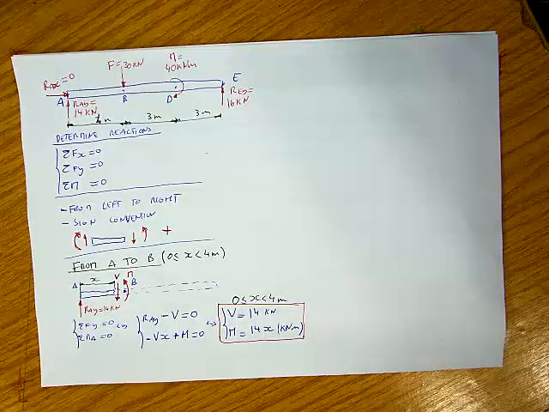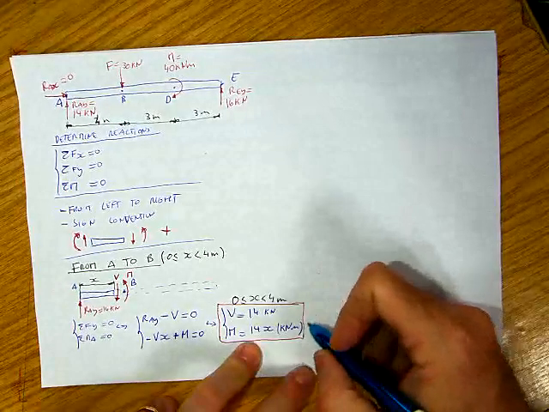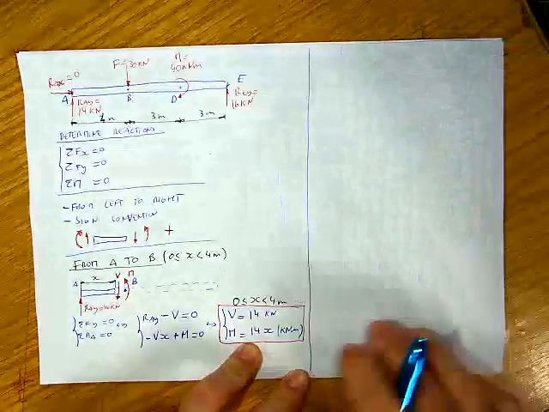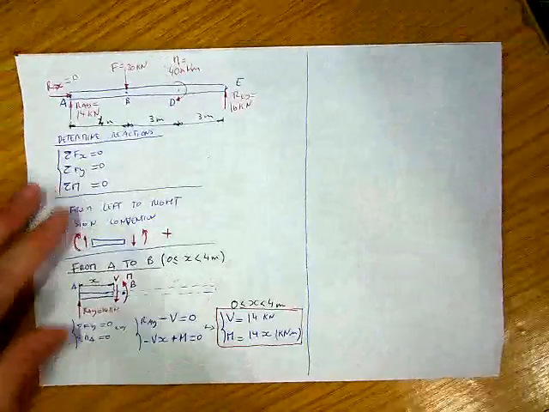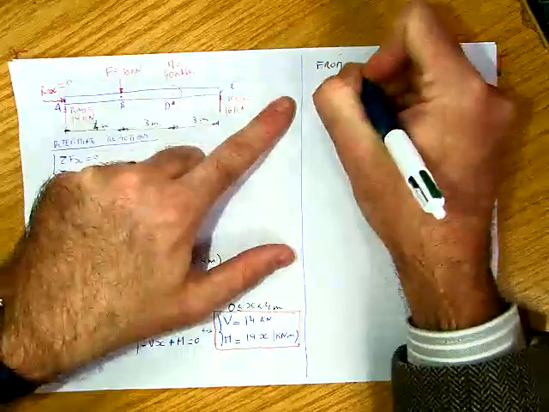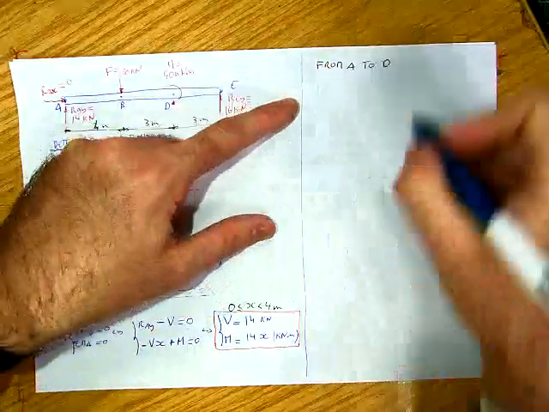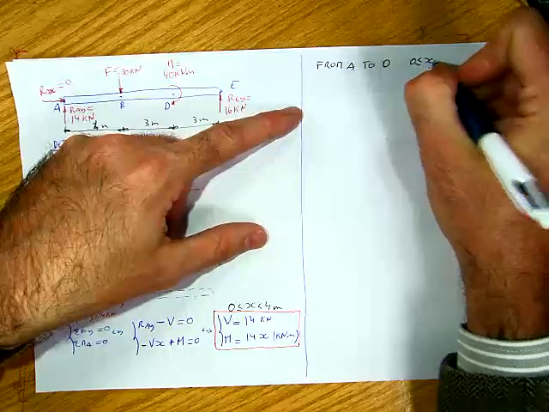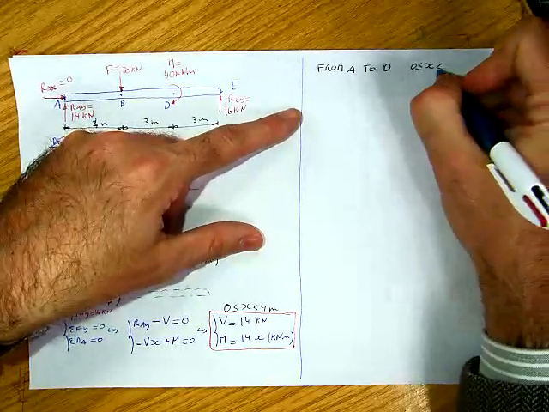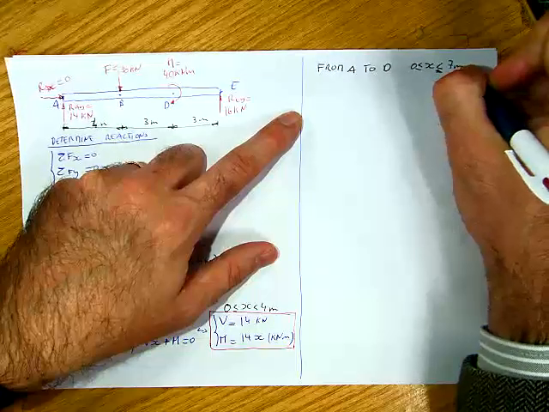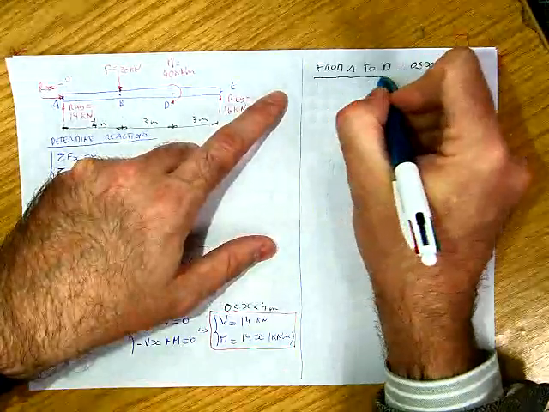Now let us continue. We'll look into these equations shortly. What I'll do now is add a line here and continue writing. Now I go from A to D. In this case, X is between 0 and 7 meters. So from A to D.